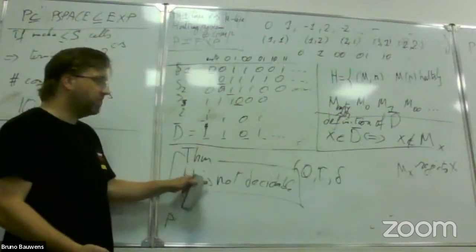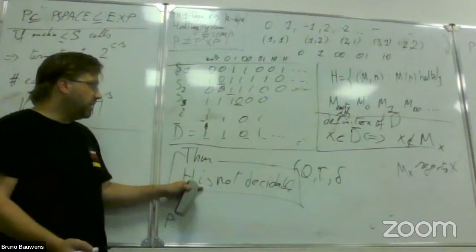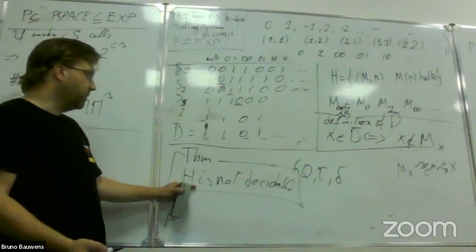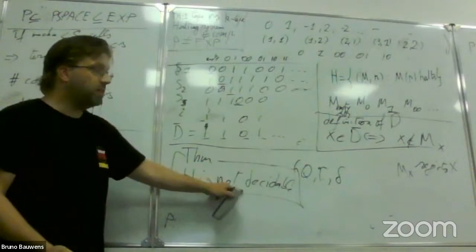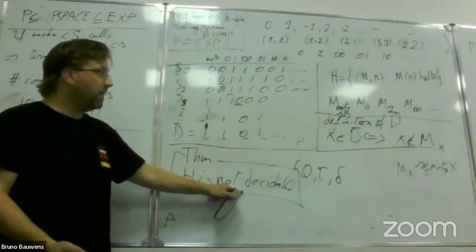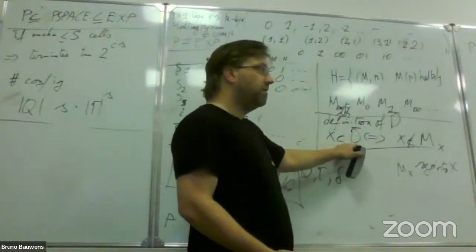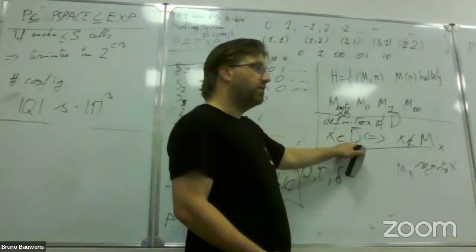Now let us prove the theorem. By contradiction, we will assume that H is decidable. Then I claim that this language D bar is also decidable.